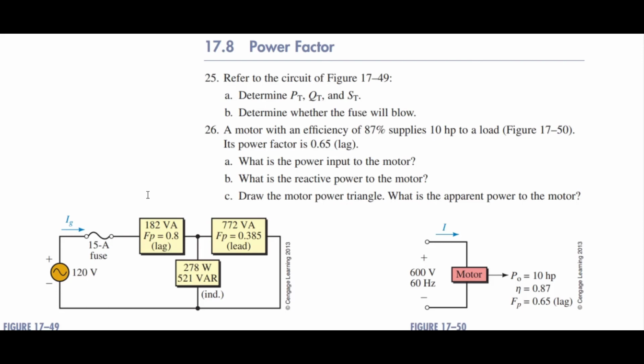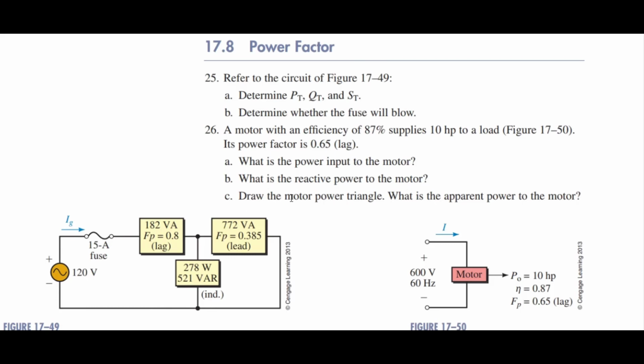It's a lagging power factor, like all motors, with their inductors and coils in the AC load circuit part of the motor. And what is the power input to the motor? So that would be our P in value. It asks, what is the reactive power of the motor? Knowing that we have a lagging power factor, that reactive power is going to be QL vars. So we're going to be looking for QL vars.